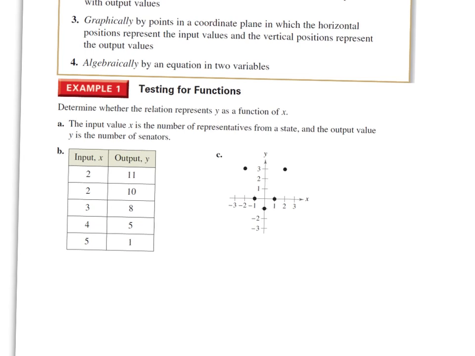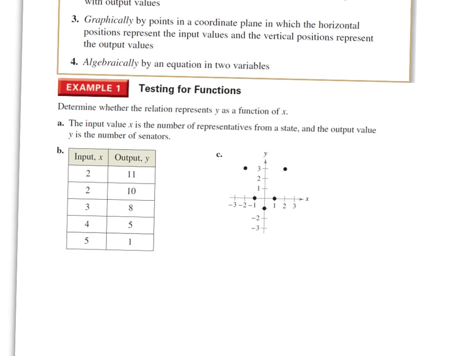But if we take a look here, it says we need to look at the input value, x, which is the number of representatives from a state, and the output value, y, which is the number of senators. So honestly, all this is really telling you is about what's called the vertical line test. The vertical line test is the one that tells you whether it is a function. They make it sound so difficult in here, but honestly, that's what you're doing.